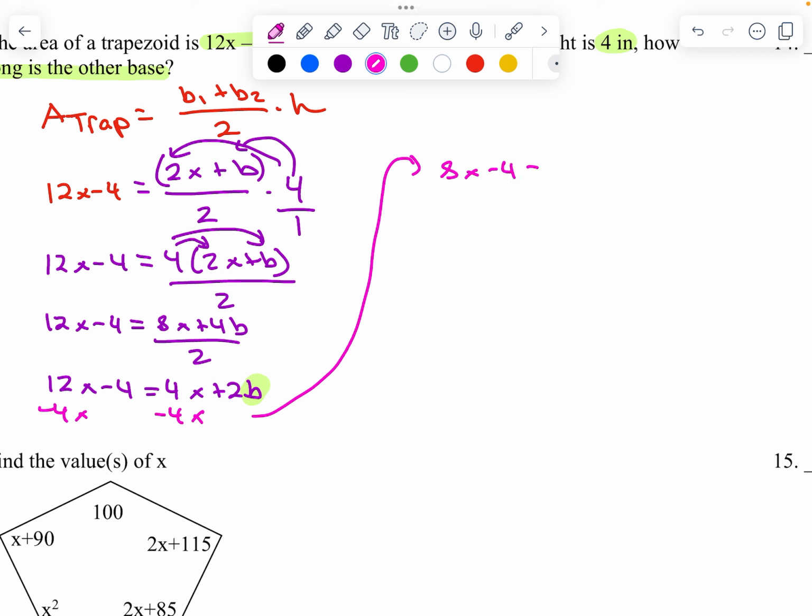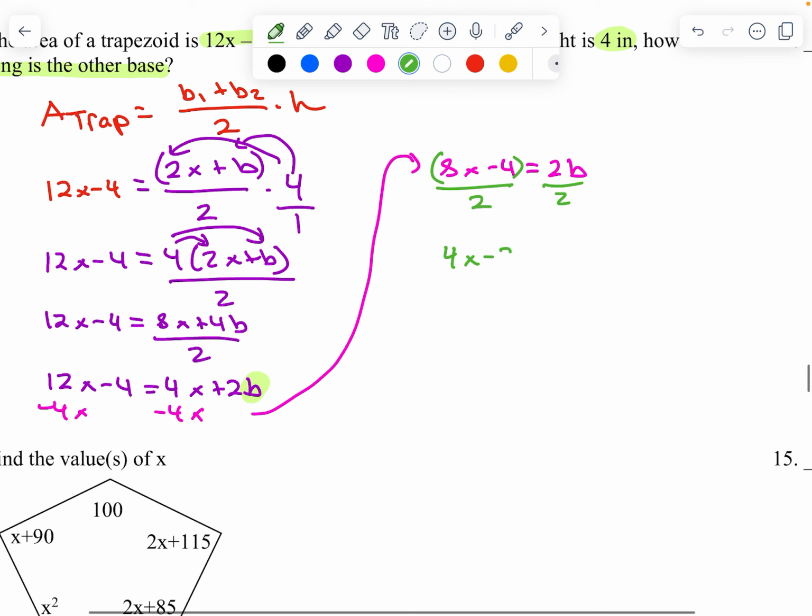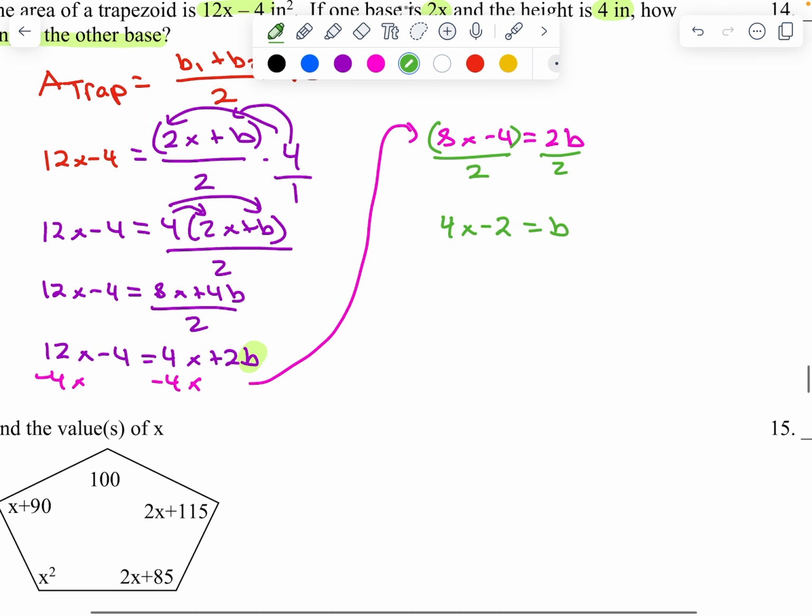8x minus 4 is equal to 2b, or not to be. Sorry, that was a bad joke. And now I'm going to divide both sides by 2. Remember that this left side is the full side, so you can't just divide 8 or negative 4 by 2. You have to do both. And my answer ends up being 4x minus 2, and that's equal to b, and we're all done. And again, it's equal to b, not to b.